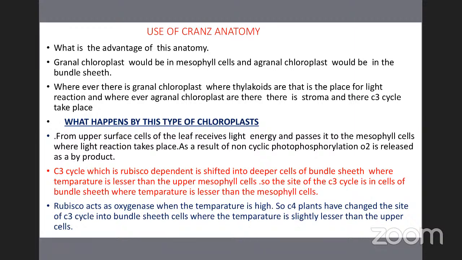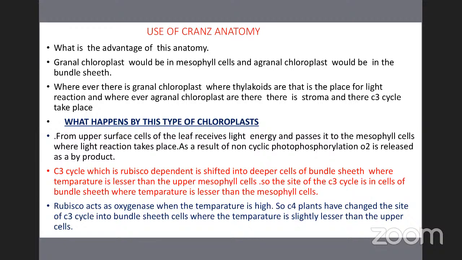So to avoid this situation, this C3 cycle is shifted into the bundle sheath cells, where oxygen concentration is less than in the mesophyll, and temperature is less than in the mesophyll cells. That's why this is the second use of shifting the C3 cycle from mesophyll cells into the bundle sheath cells.